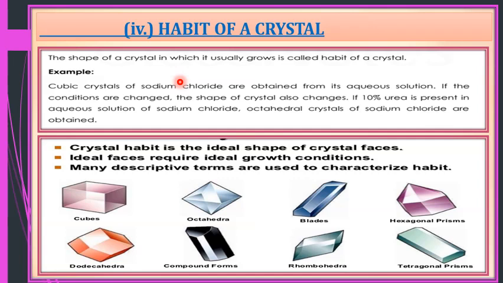If 10% urea is present in aqueous solution of sodium chloride, octahedral crystals of sodium chloride are obtained. If conditions are changed, the shape of crystals changes. Crystal habit is the ideal shape of crystal faces. Ideal faces require the ideal growth conditions. Many descriptive terms are used to characterize habits. Here are the different shapes of crystals: cubic, octahedra, blades, hexagonal prism, rhombohedral, tetragonal prisms, compound forms.